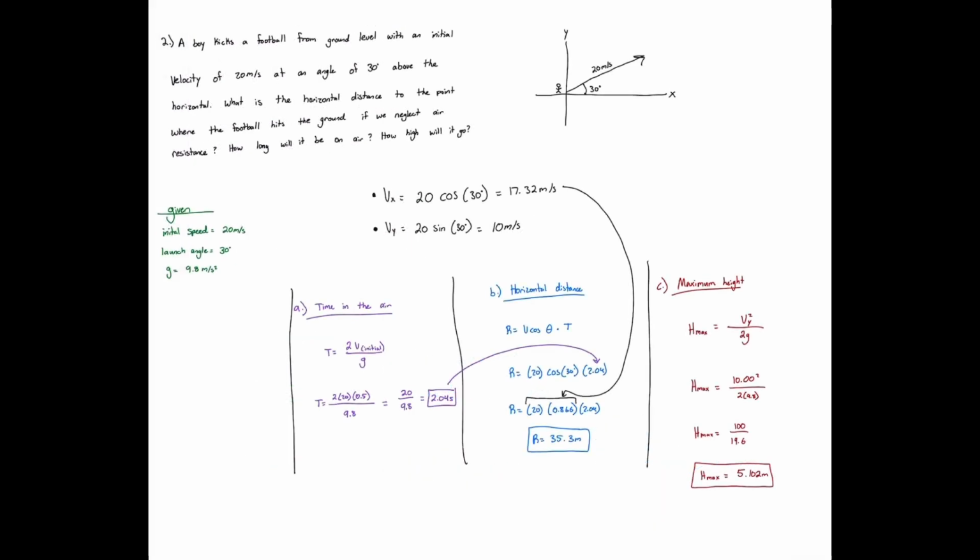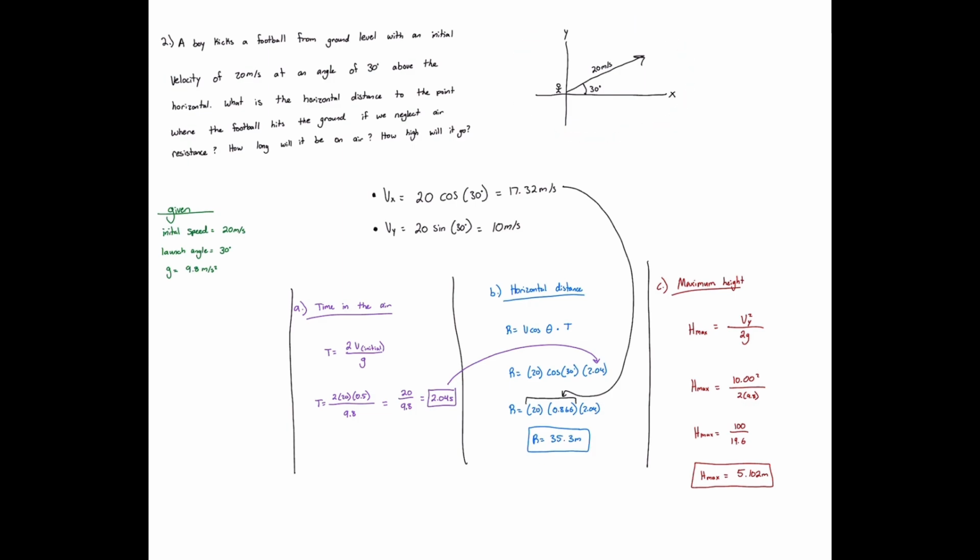Question 2. A boy kicks a football at 20 meters per second at a 30-degree angle. We're going to find how long the ball stays in the air, how far it travels, and how high it goes. Here's a little diagram demonstrating that.